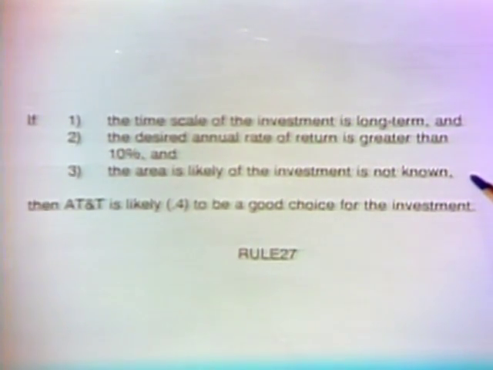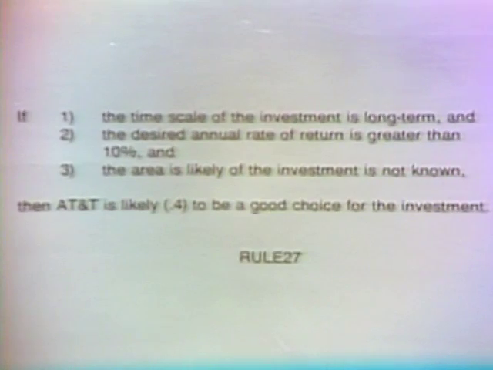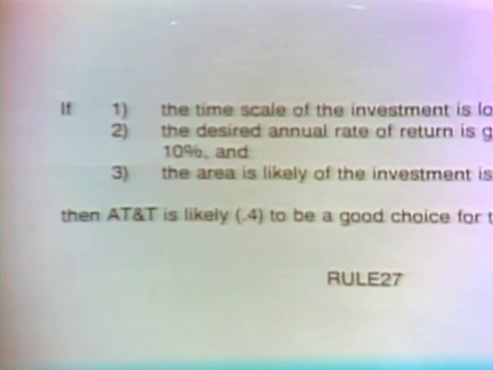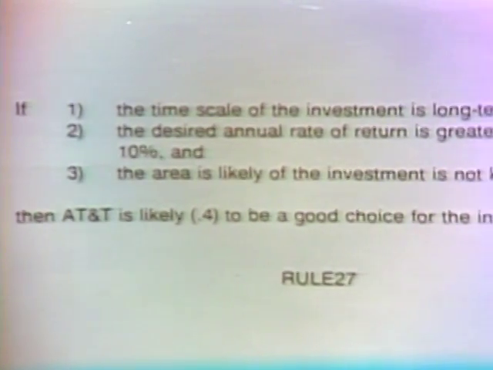That is, this clause will be true if, in fact, we're unable to figure out what the appropriate area for the investment is. And basically, the rule is saying, gee, if you really don't know what you want to invest in, you're willing to invest for the long term, and you want a pretty good rate of return, then what the heck, AT&T seems to be a good choice.